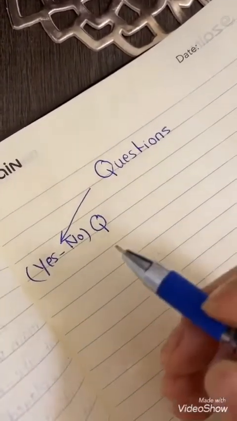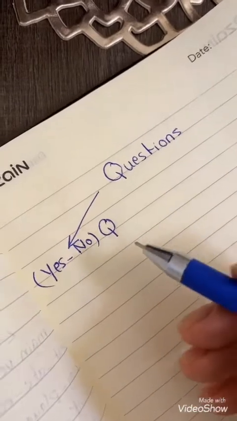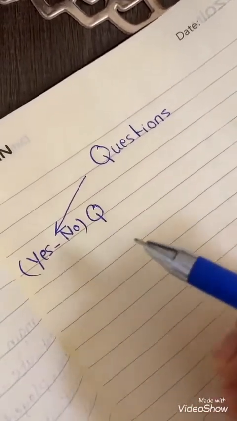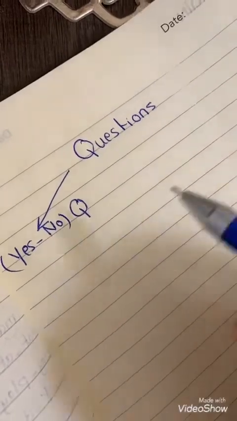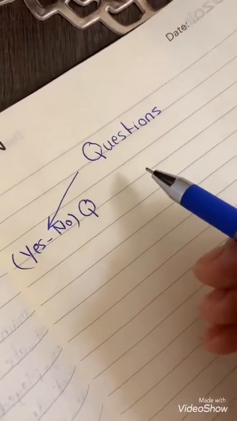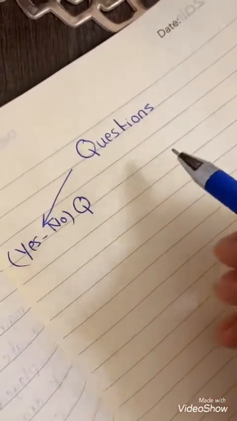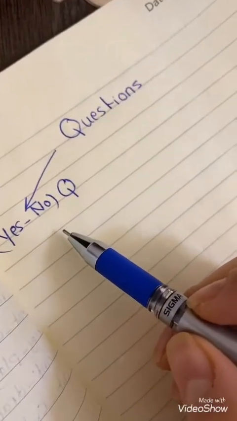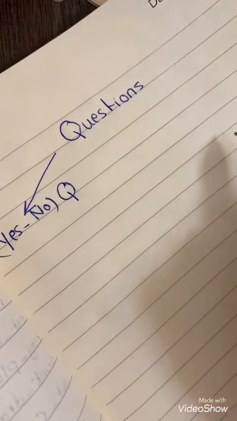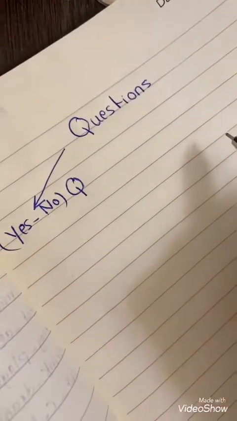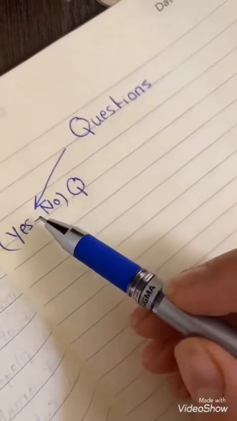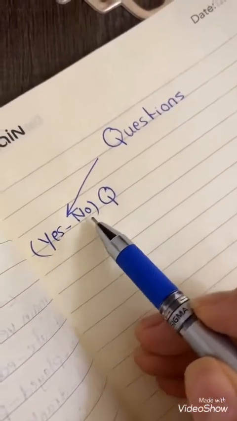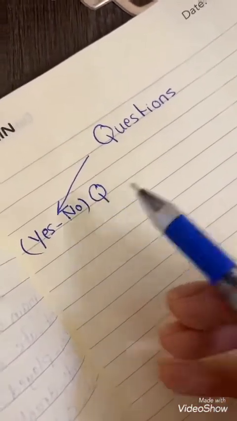This is the question when we answer about it, we say yes or no. Like, do you like pizza? Yes, I do. The answer is yes, I do. When we say, do you like sushi? No, I don't. So, if we answer with yes or no, we call this question a yes or no question.